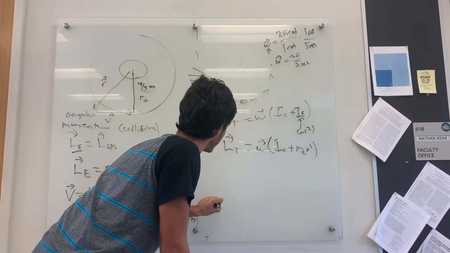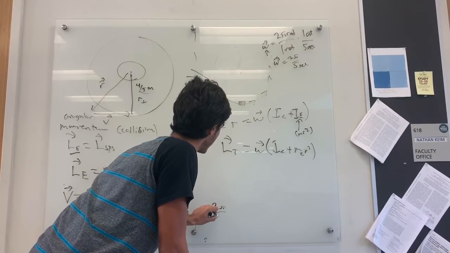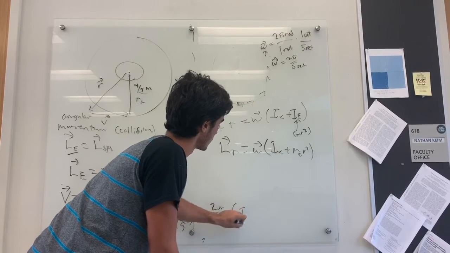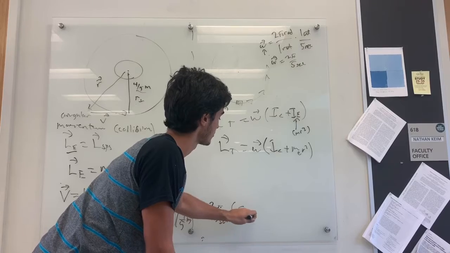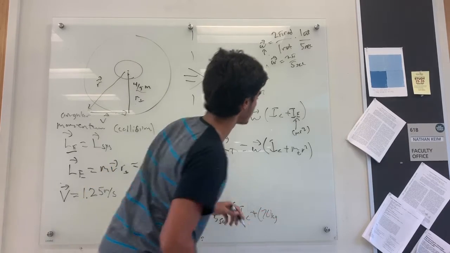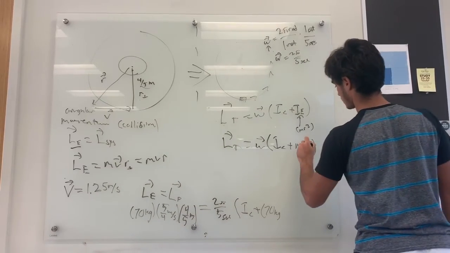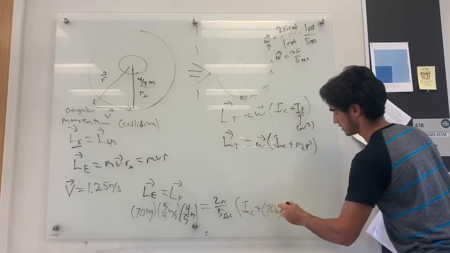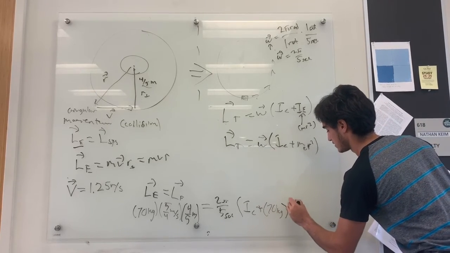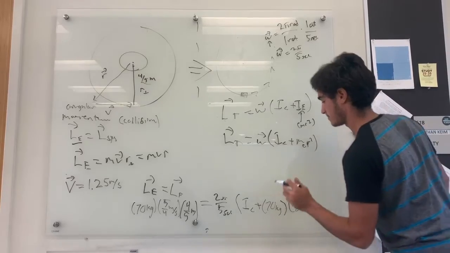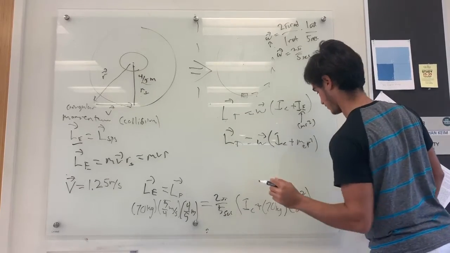So we know 2 pi over 5 seconds times the moment of inertia of the carousel plus 70 kilograms, which is the mass of Evan, times the radius, which is 4/5 meters squared. This is an R, not a B. So we have that equation.